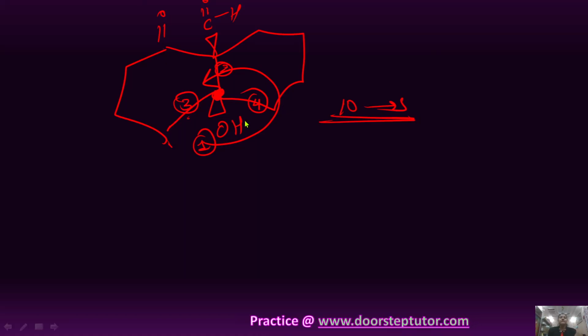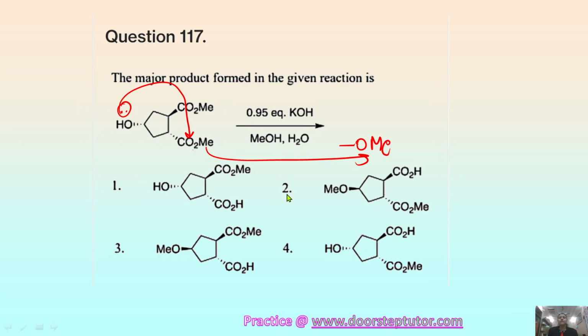Just by checking the configuration notes about the very small concepts, you are able to solve the questions in the exam. It's a very important question. In this you have to tell which is the major product. So we have a base in the presence of MeOH. In the presence of alcohol we have a base, 0.95 equivalents, so K positive and OH negative.